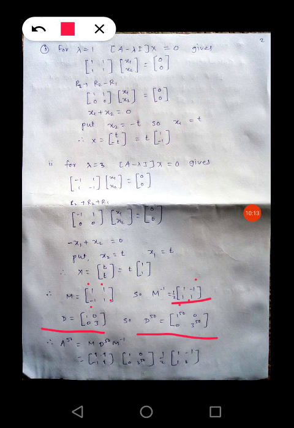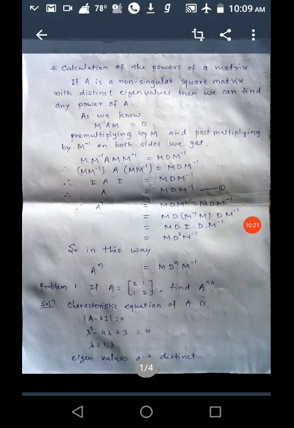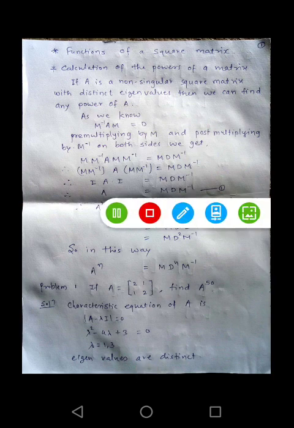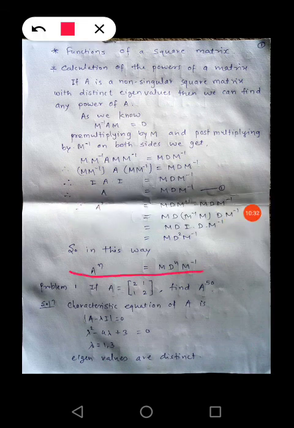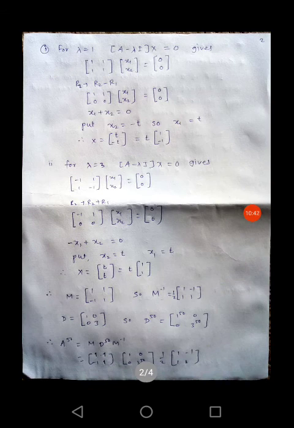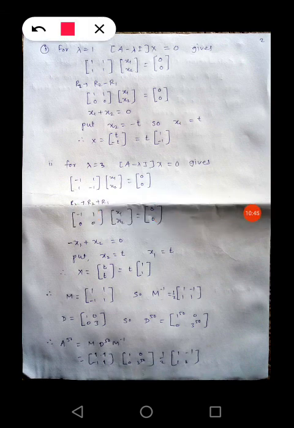Therefore A raised to 50 is equal to M D raised to 50 M inverse. You can see from where this is written here: A raised to n equal to M D raised to n M inverse. From this line we have written here A to the power 50 equal to M D to the power 50 M inverse.